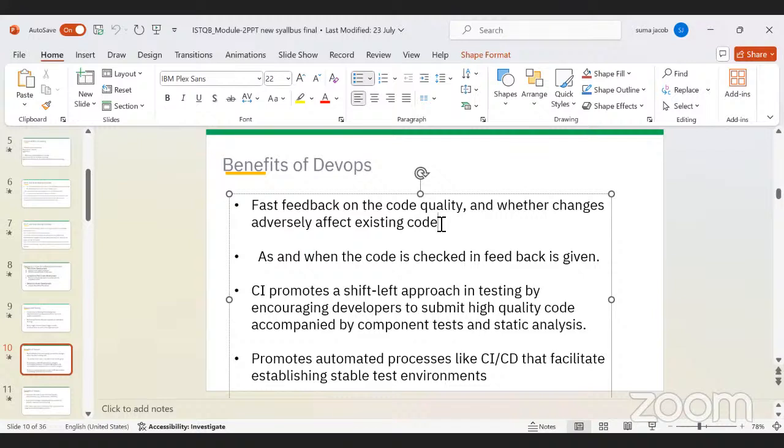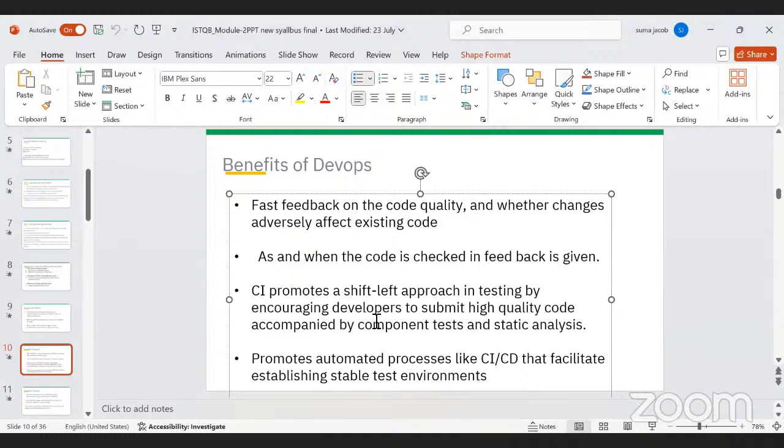And next is shift left testing with continuous integration. So CI promotes a shift left approach in testing by encouraging developers to submit high quality code accompanied by component test and static analysis. We have been talking about the shift left approach. What is the shift left approach? We are trying to do testing in the earlier phases of development, so that we can get earlier feedback and the issues can be fixed earlier in the development phase.